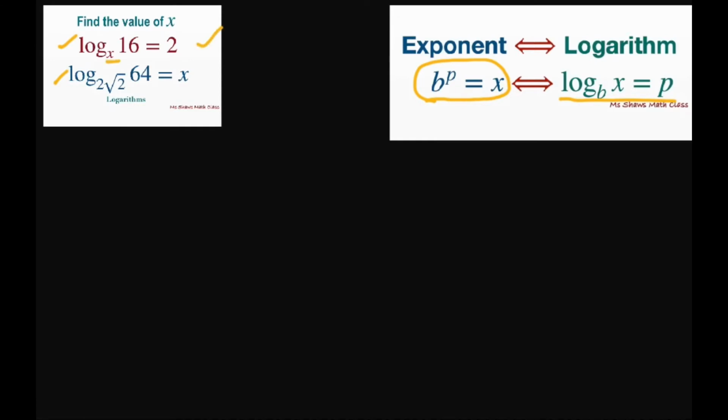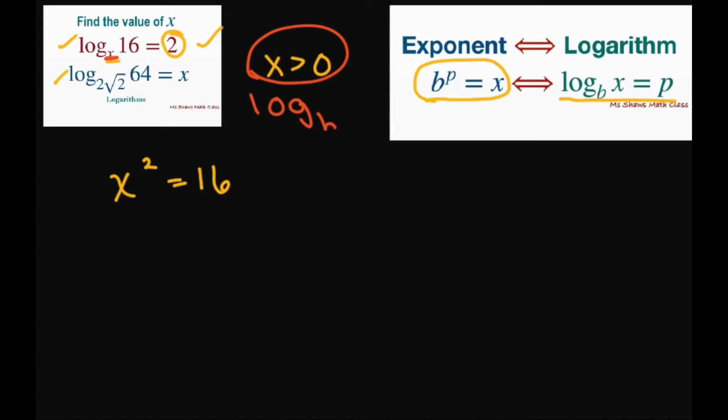We're doing this problem. X, and this is your power, squared equals 16. Now, since we have that, our x has to be positive. For log, the x has to be positive because that's your domain for log base of x. So it always has to be positive. The graph looks like something like this. So x always has to be positive there.